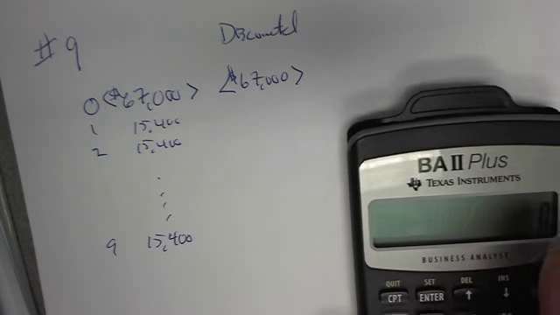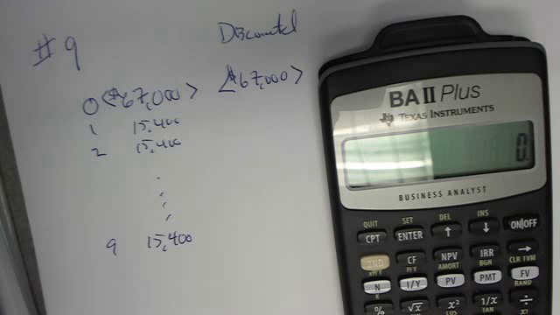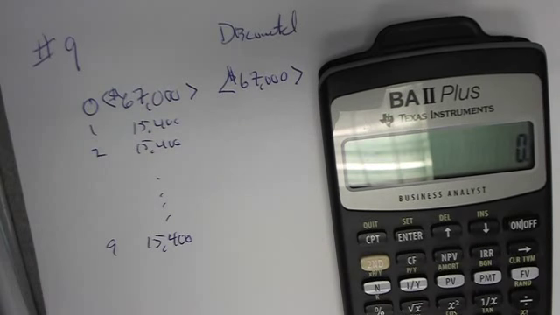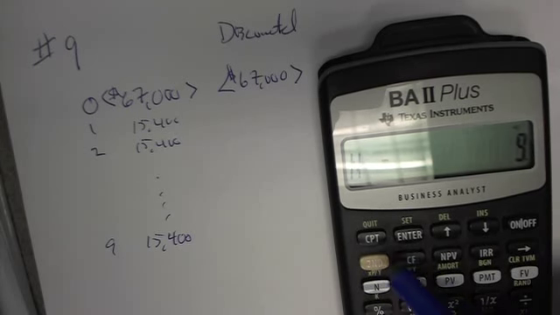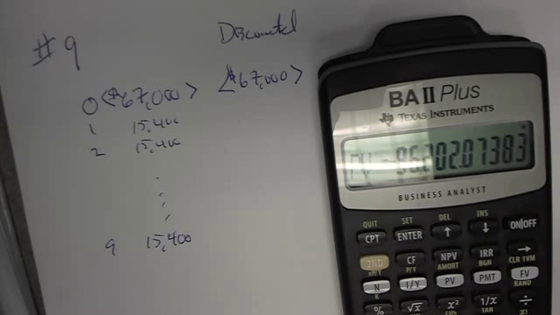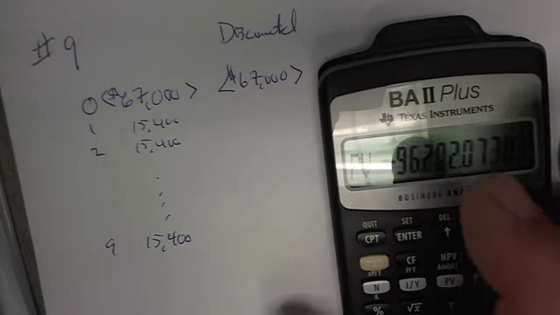Well, hopefully you recognize this as an annuity. So this would be a simple thing to do. Let's put it in our financial calculator. $15,400 as our payment. Make sure we have the future value zeroed out. We want 8% interest, and we want 9 periods. We're going to compute the present value of that, and I get $96,202.